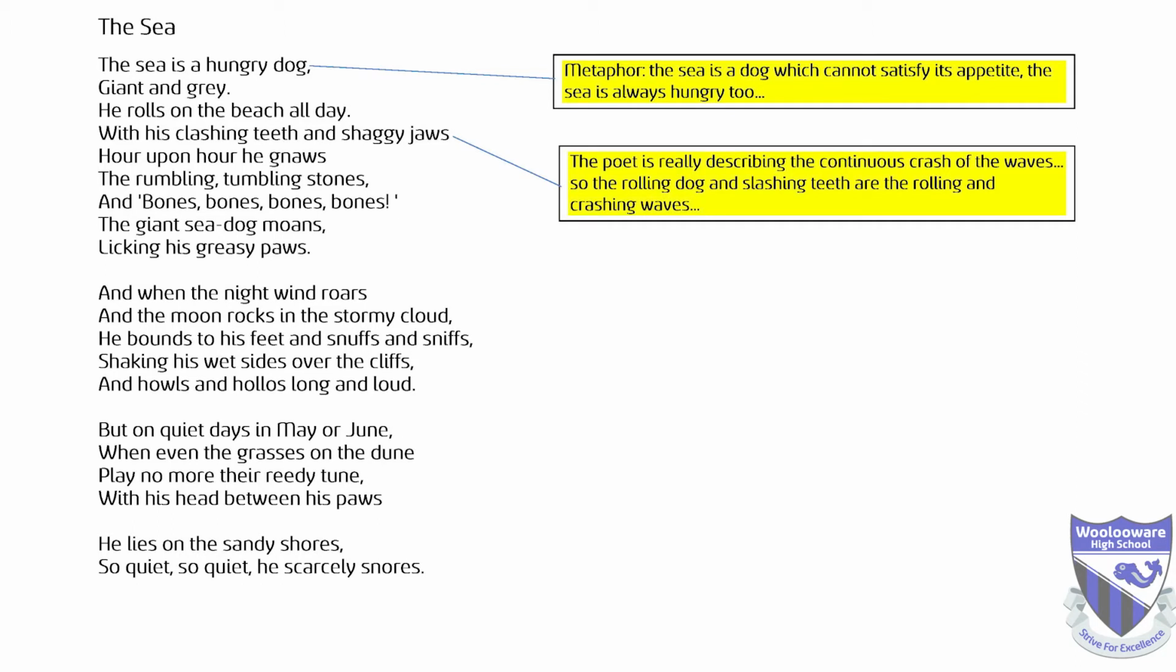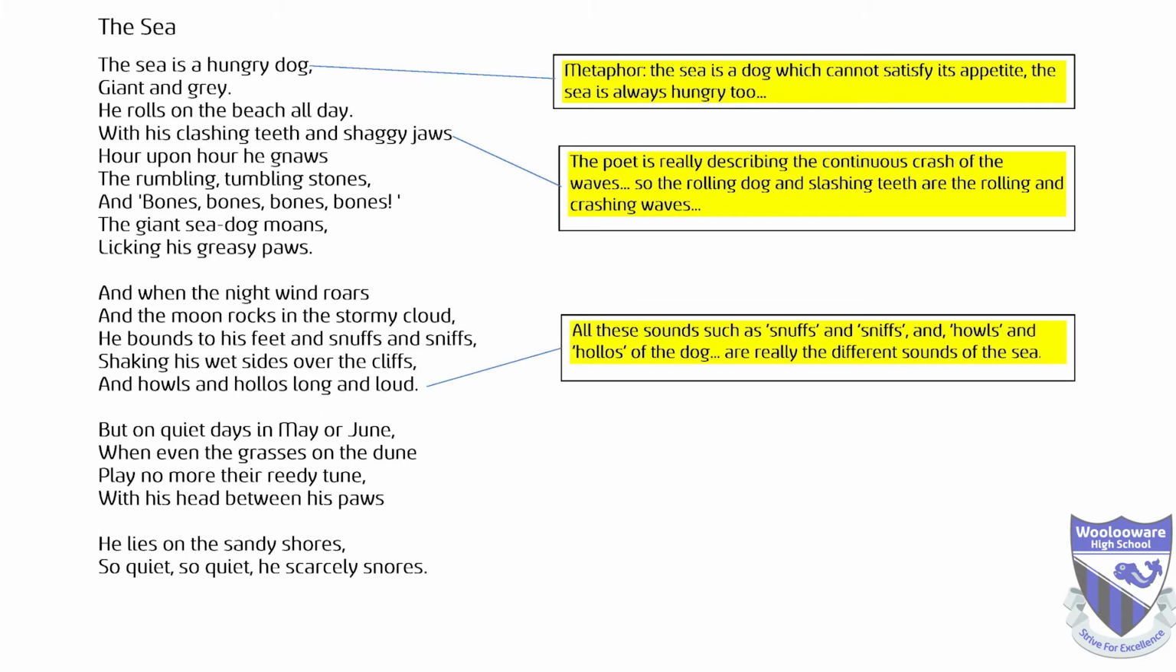While the poet describes the dog as he rolls on the beach all day with his clashing teeth and shaggy jaws, what he is really describing is the continuous crash of the waves. So the rolling dog and clashing teeth are the rolling and crashing waves. I get it. So when the poet says the dog bounds to his feet and snuffs and sniffs, shaking his wet sides over the cliffs, and howls and hollows long and loud, all these sounds, as snuffs and sniffs and howls and hollows, is really the different sounds of the sea.